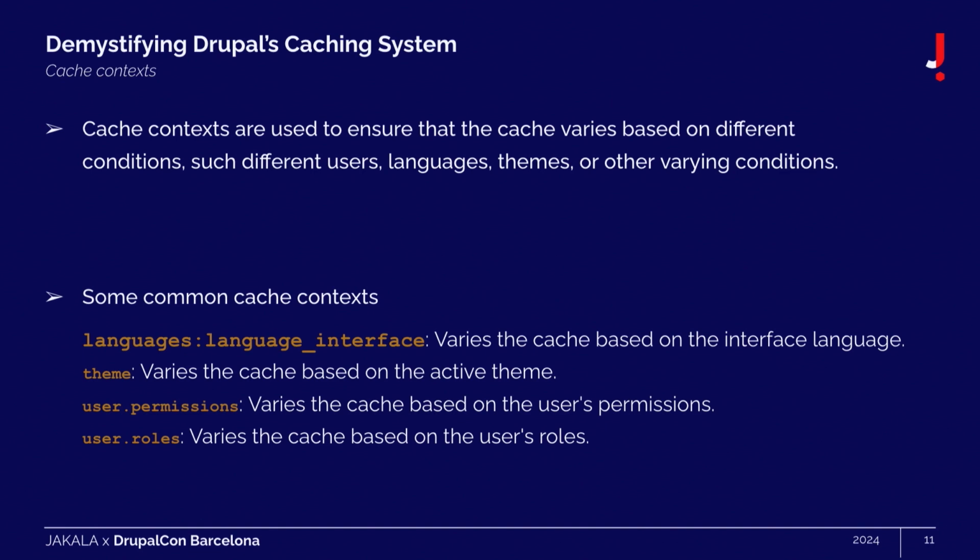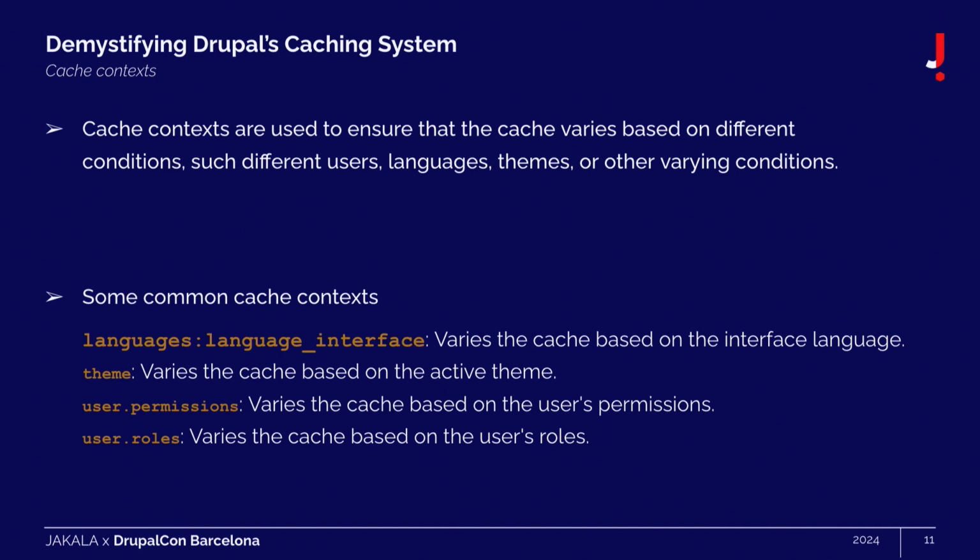Next thing, so we have cache bins that keep cache data. We have the ability to say this data is dependent on different tags. And now come cache contexts. The cache contexts give us the ability to say this data can have different variations. For example, if I have language or different theme or per user permission or per user role, we can say for different users cache this in a different way.